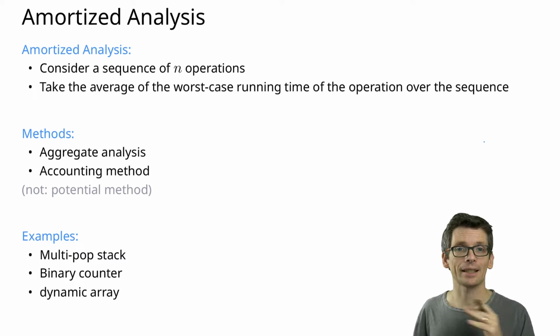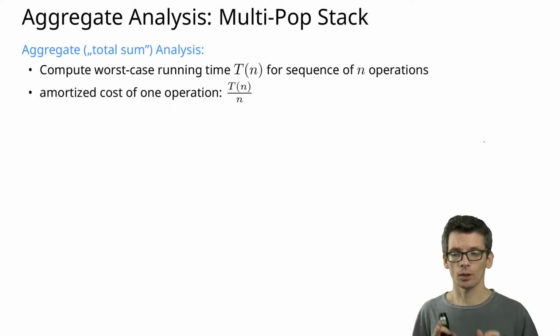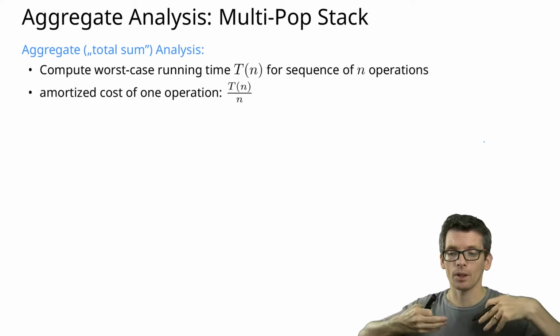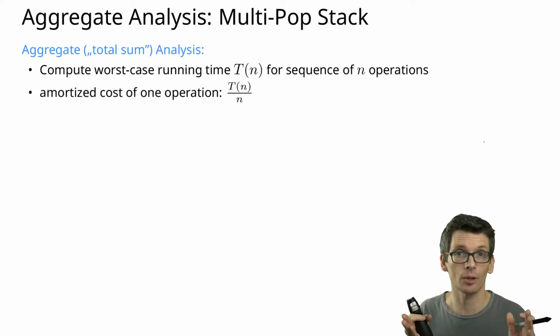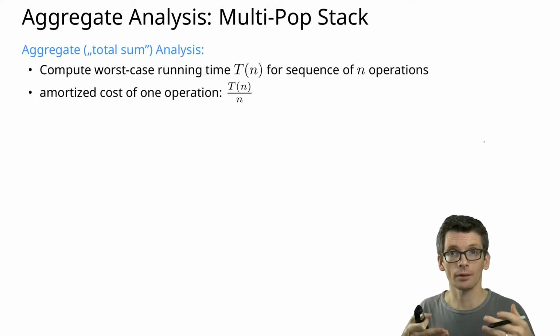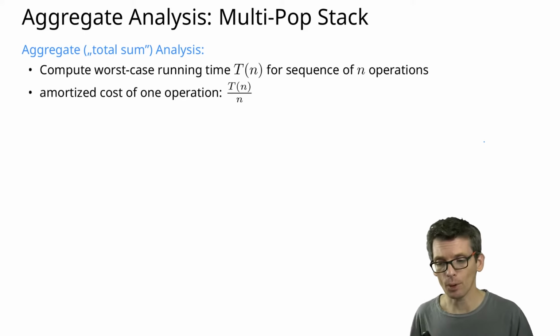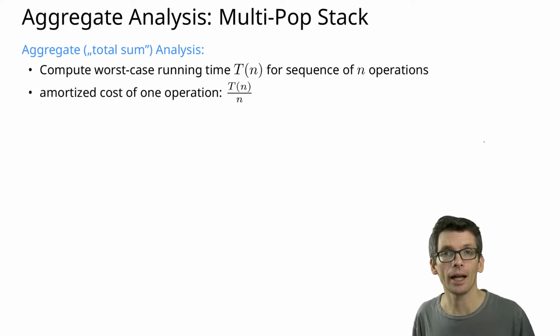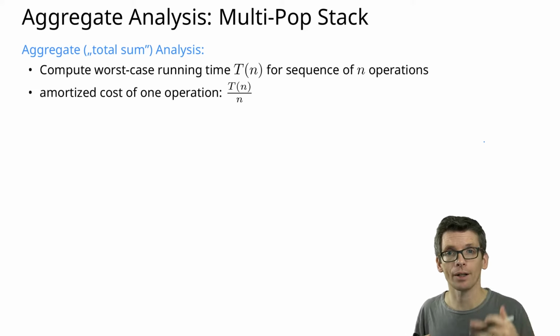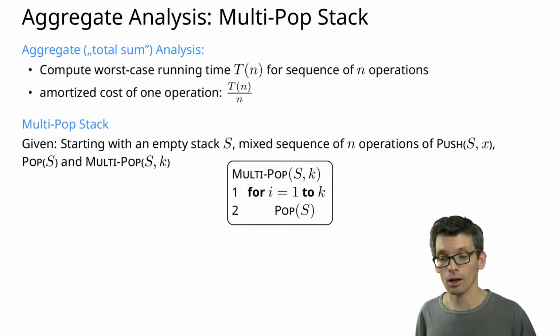So let's have a look at the aggregate analysis and then at the accounting method, both by the example of a multipop stack. The aggregate analysis simply takes the worst case running time of a sequence of n operations and computes the total running time, which is why it's called aggregate. And then the amortized cost for one operation is simply set to this total running time divided by n. If I have n operations, T of n divided by n.